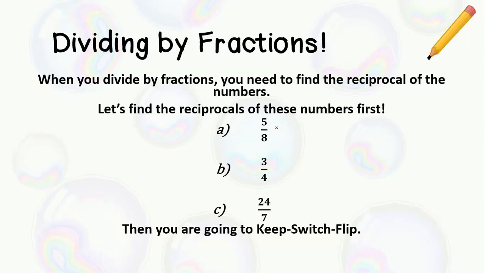So 5/8, its reciprocal would be 8/5. Not too bad, right? Just take the bottom number, make it the top, and the top number goes to the bottom. So 3/4 would be 4/3, and 7/24 for the reciprocal of that one. Then you're just going to keep, switch, flip. It's a nice little mantra that you're going to remember so you can divide fractions quicker, and you're going to remember the steps to do it.